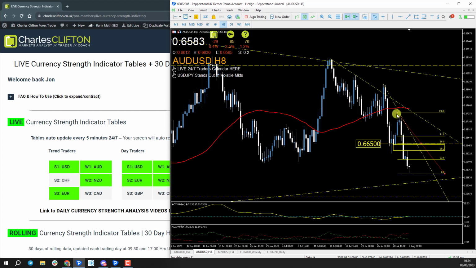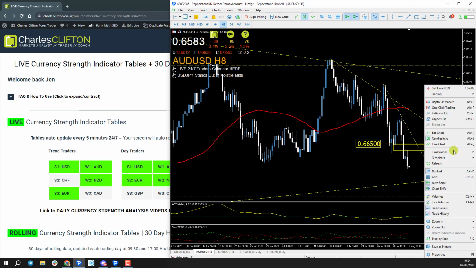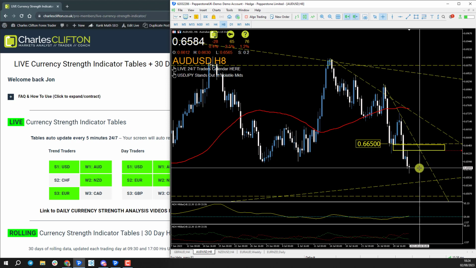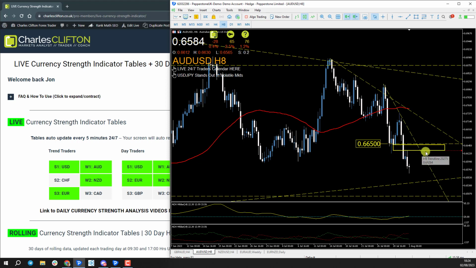So what I'm going to do on the live account, but I'll just do it here just to show you as an example, I'm just going to put an alert in at that 0.6630, so that if price does pull back into that zone, we can be watching it for those key entry points.